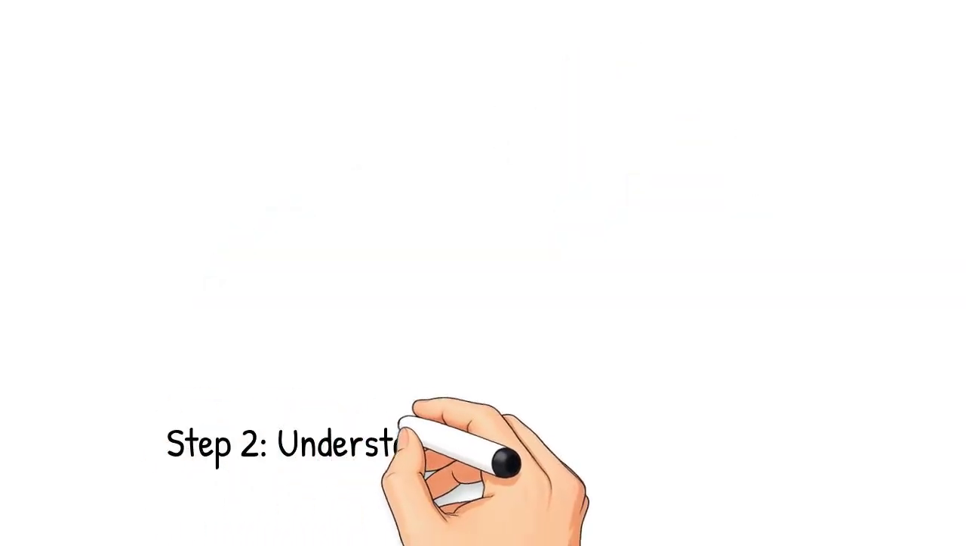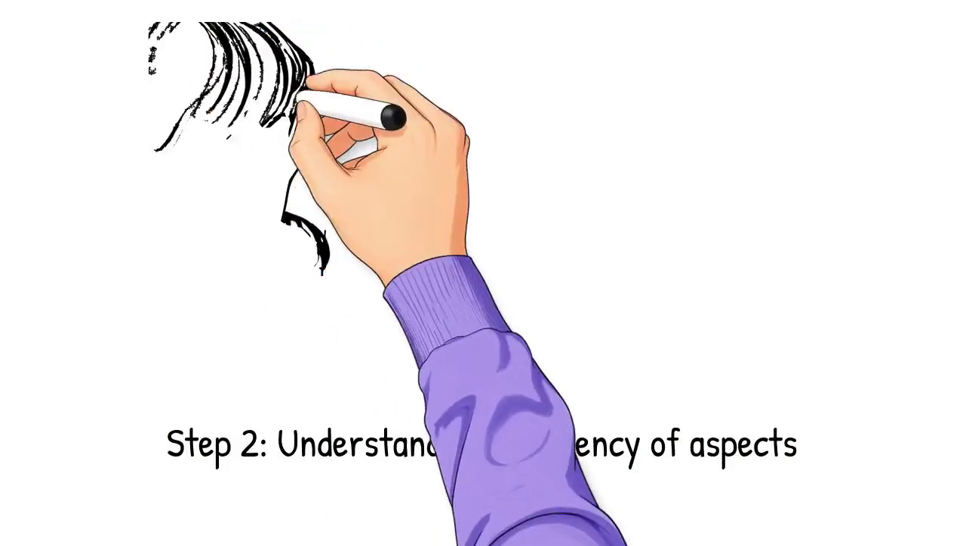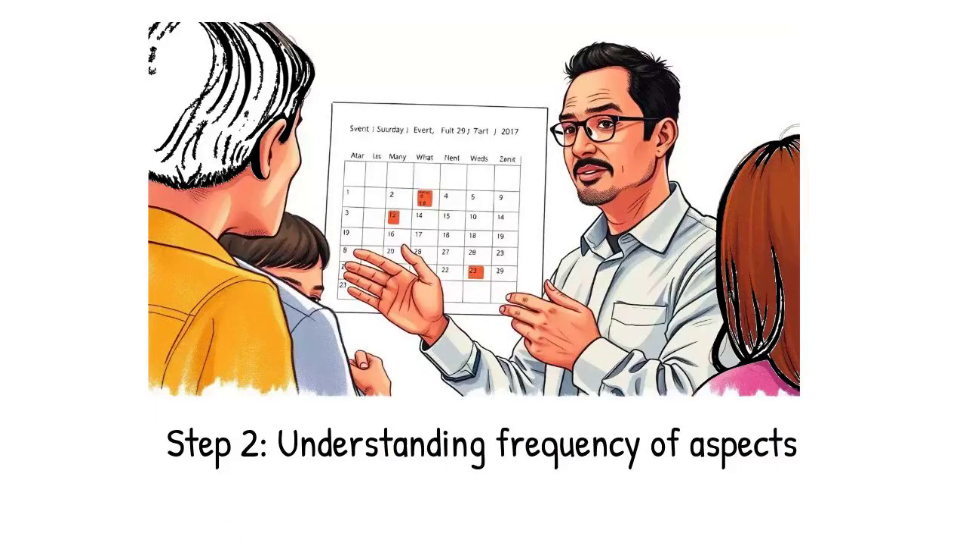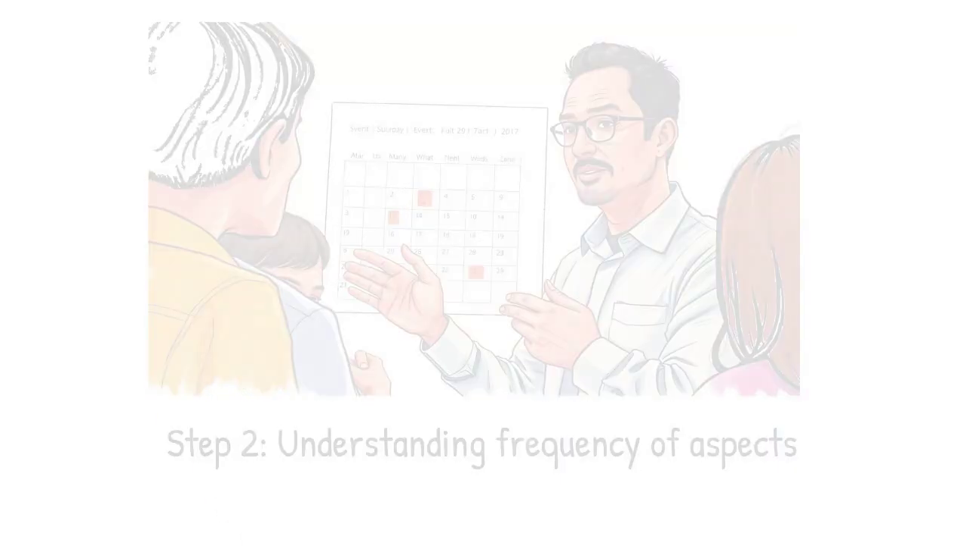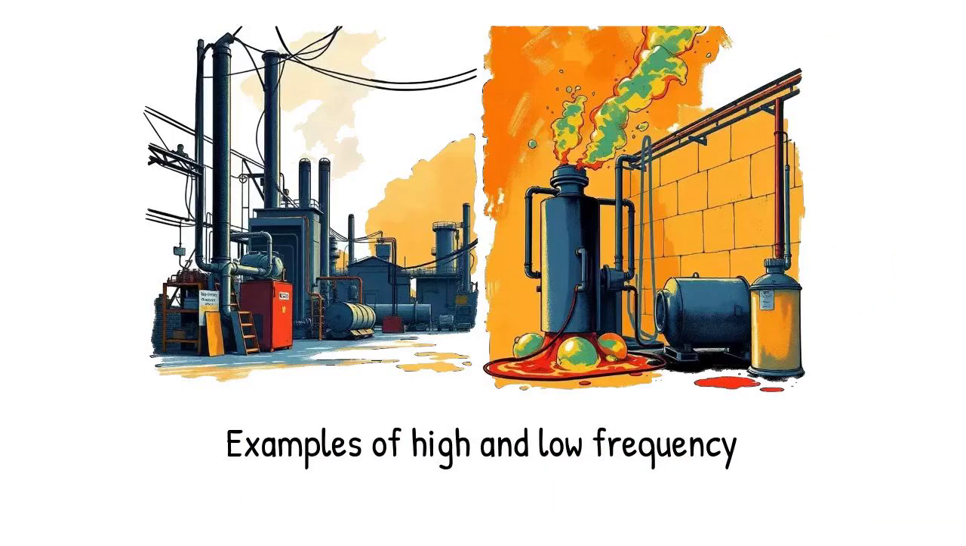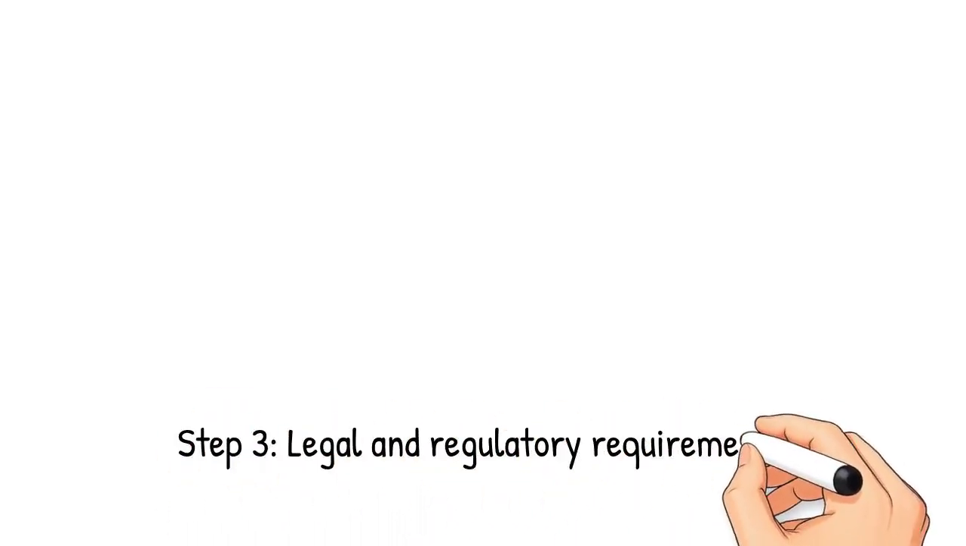The second step is understanding frequency. Frequency means how often the aspect occurs. If something happens daily, it has high frequency. If it happens once a year, it has low frequency. For example, electricity consumption happens continuously, so it has high frequency. Chemical spills may be rare, so they have low frequency, but even rare events can be significant if severity is high.